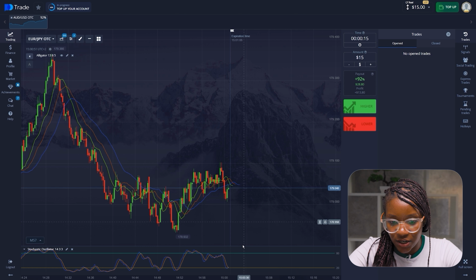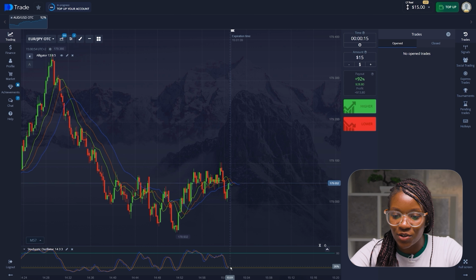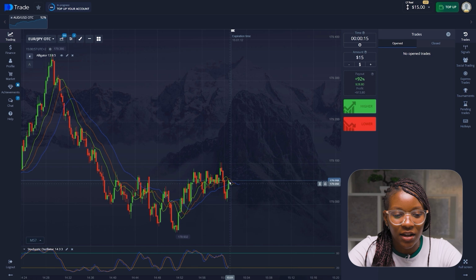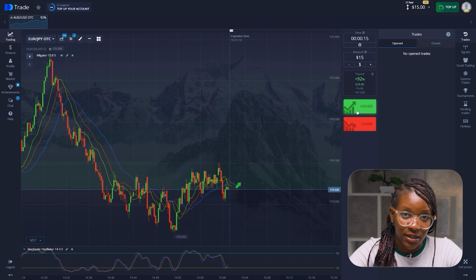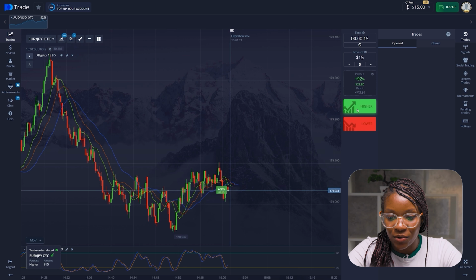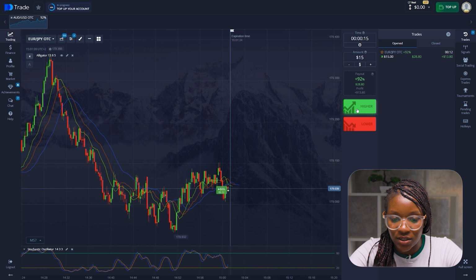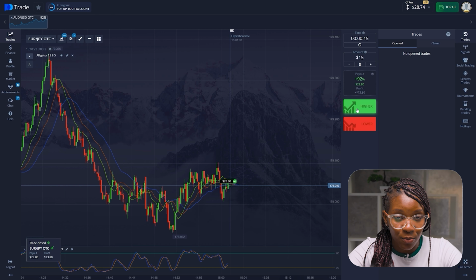What we see here is that we have the stochastic oscillator at the level of 20. According to the alligator indicator, jaw lines already want to open up, and we go long for 15 seconds. Let's take our profit and move on to the next chart.